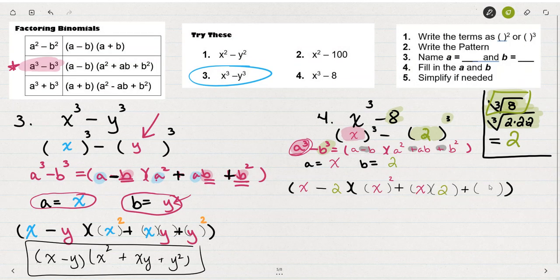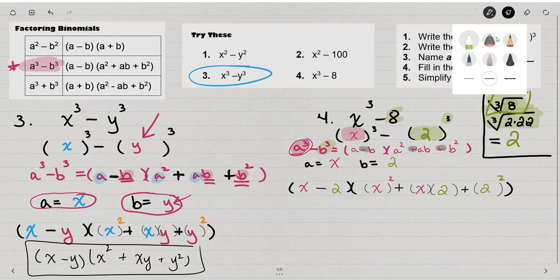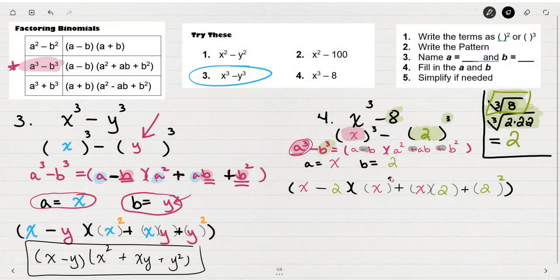2, 2, 2. And don't forget that the first and last term there, they're squared, right? Maybe I'll go back and highlight that a little bit more, that these are the parentheses squared, right? Just from the pattern. Here it is, a squared, b squared.